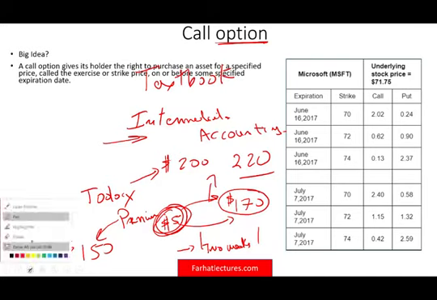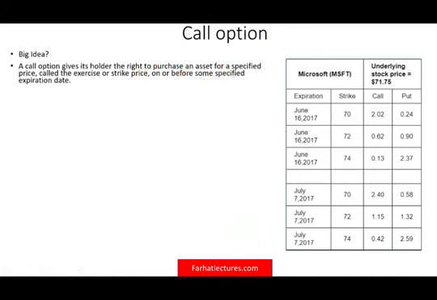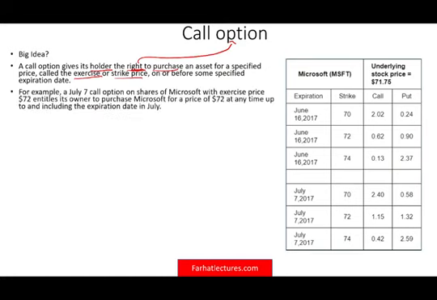Now let's talk about options when it comes to actual options in the stock market. A call option gives the holder the right, notice the right, not the obligation. The right means the option right, to purchase an asset for a specified price called the exercise price or the strike price. Remember, our strike price was $170 on or before some specified expiration date. So to look at an actual example, we're going to look at this option. This is for Microsoft, and this is old because from 2017, now Microsoft is above 200, and who knows where it's going to go. The strike price is 72.